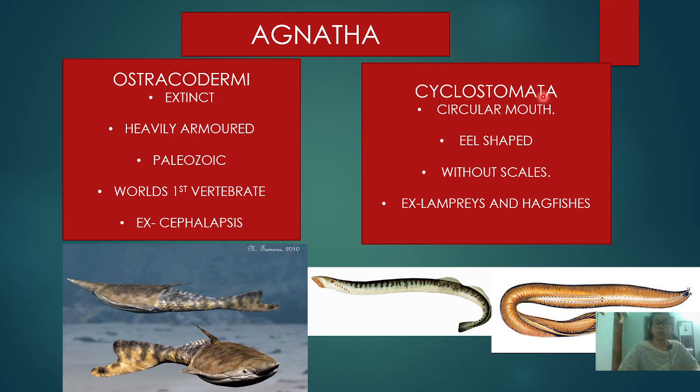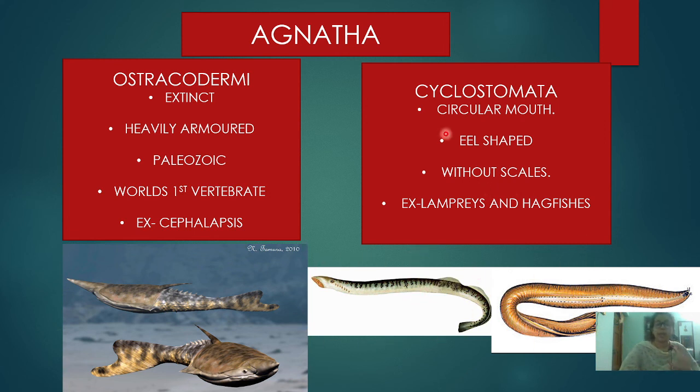Moving to the cyclostomata. Why are these called cyclostomata? Because cyclo means circular and stomata means mouth. So those Agnatha which have a circular mouth, as you can see here, a suctorial, sucker-like mouth, belong to the cyclostomata category. The body is eel shaped, as you can see, and without any scales. Examples are the lamprey and hagfish.